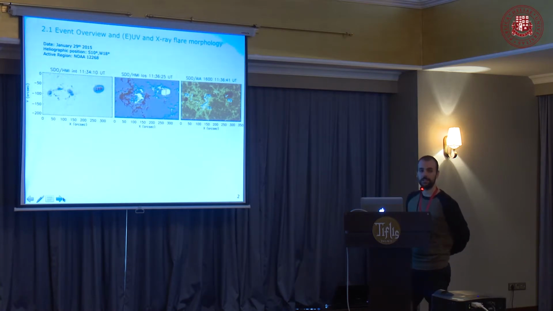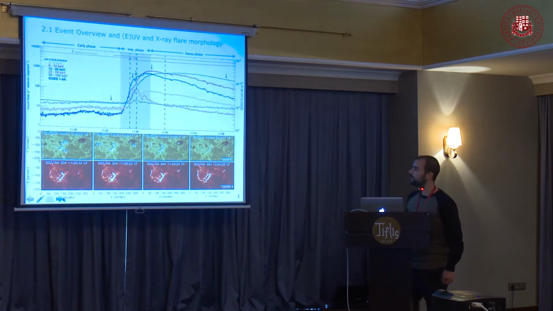We have a figure in 1600 at the time of the impulsive phase, and we see that four main ribbons are generated, and we call them R1, 2, 3, and 4 for later reference. But we see that these ones that we will later call primary ribbons are greater or larger in extent, and the secondary ribbons are a bit shorter in extent.